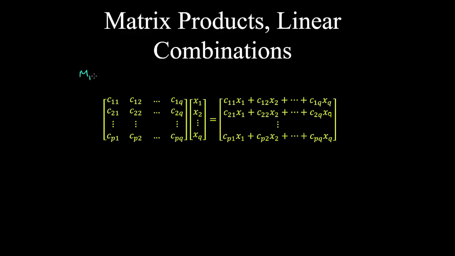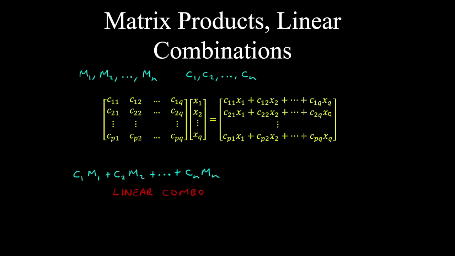Suppose we have matrices M1 to Mn, all having the same size, and scalars or numbers from C1 to Cn. Then if we multiply each constant by the corresponding matrix and sum the results together, then this here is called a linear combination of these matrices with the following coefficients.